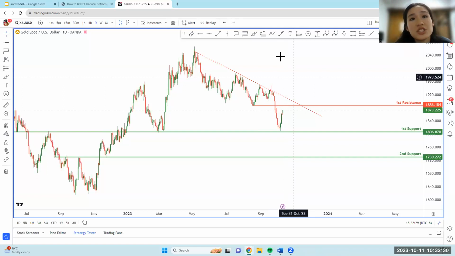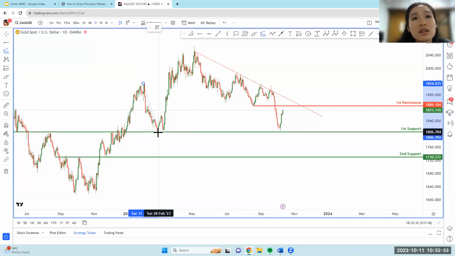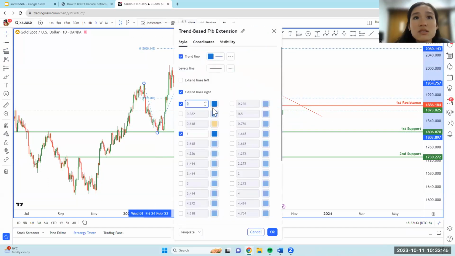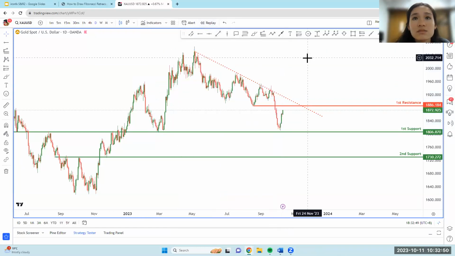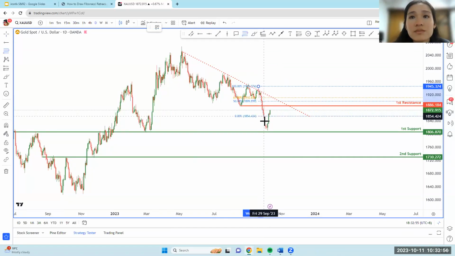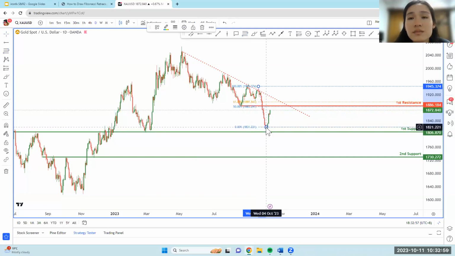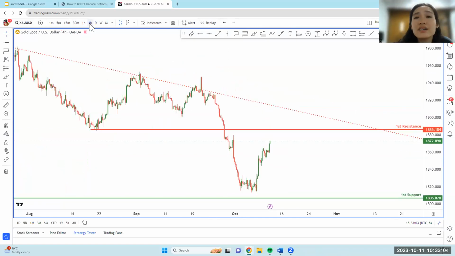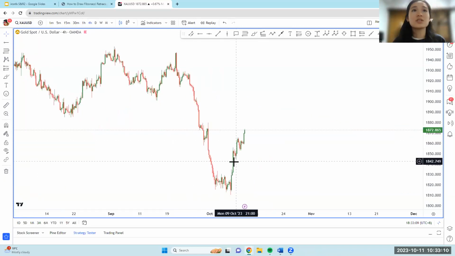Now that I have my support and resistance levels, I'm gonna go ahead and add some Fibonacci levels to support them. Oh wait, this is the daily time frame. Okay, I'm gonna analyze it on either the 1 or 4 hour time frame instead. Okay, so here's the 4 hour time frame.